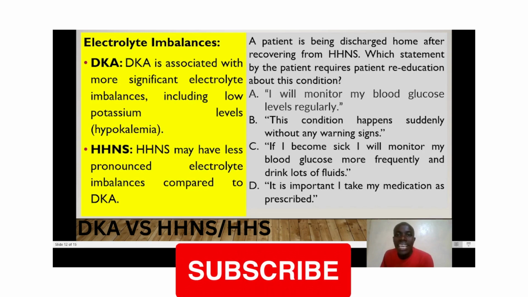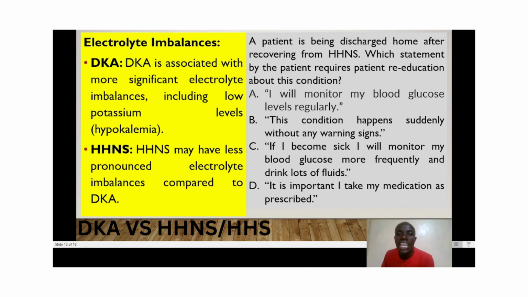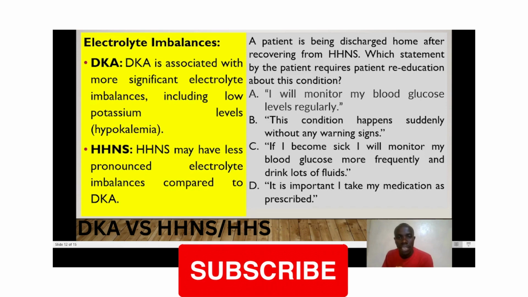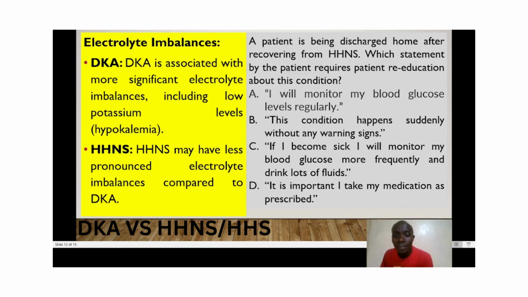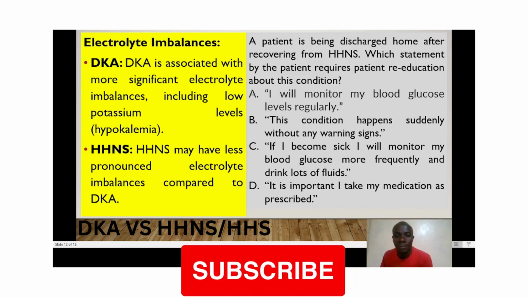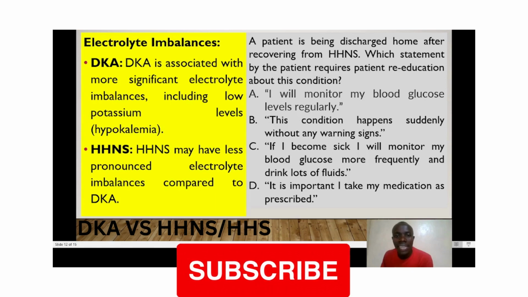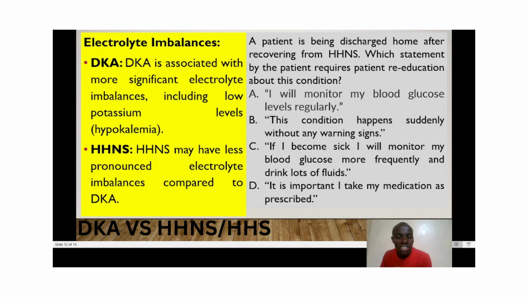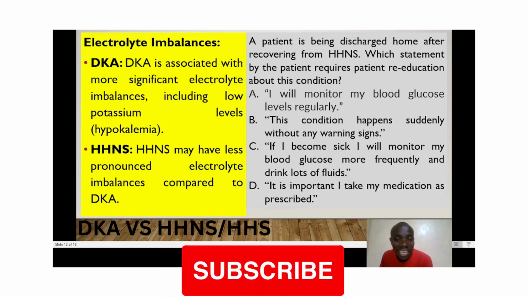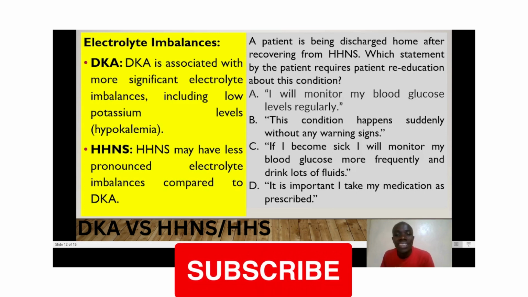So a patient is being discharged home after recovering from HHNS, which statement by the patient requires patient re-education about this condition? The patient says, I will monitor my blood glucose level regularly. That's correct, guys. Motivate the patient to do this more often. This condition happens suddenly without any warning changes. Suddenly? What about DKA? This should be for DKA. Let's keep it for consideration.